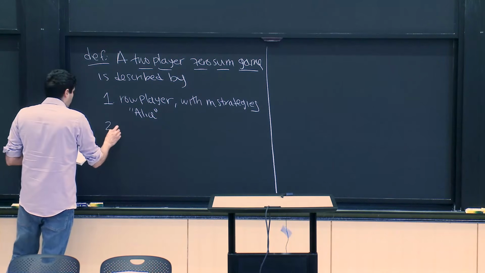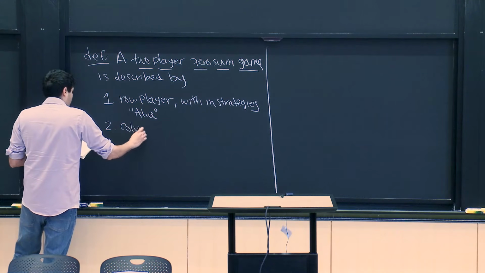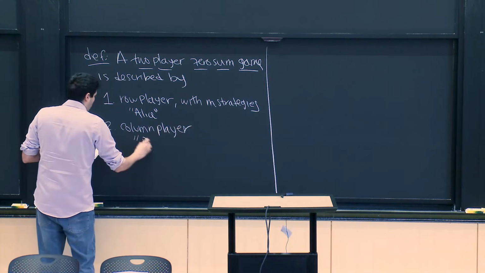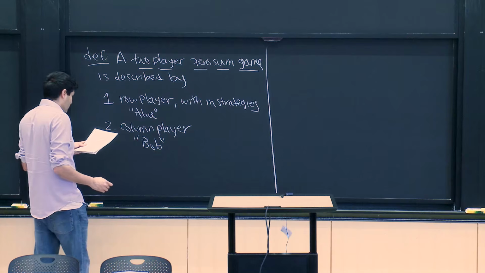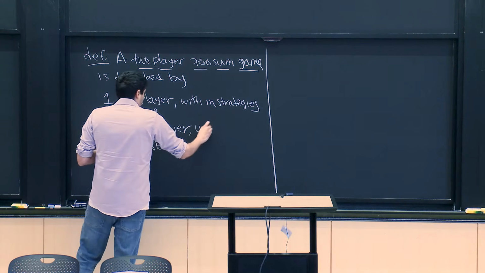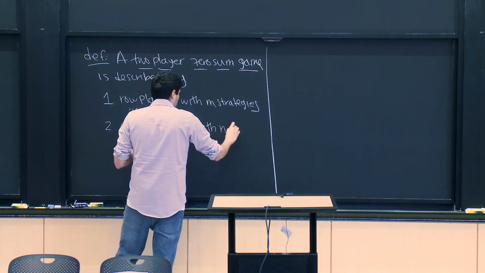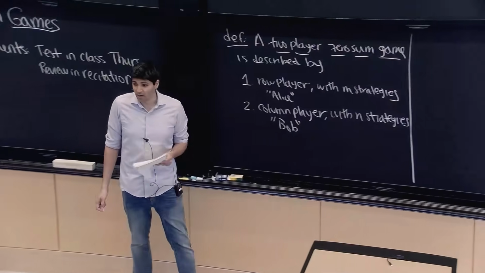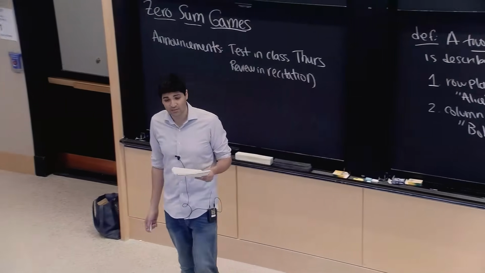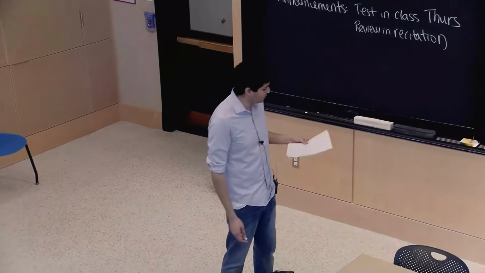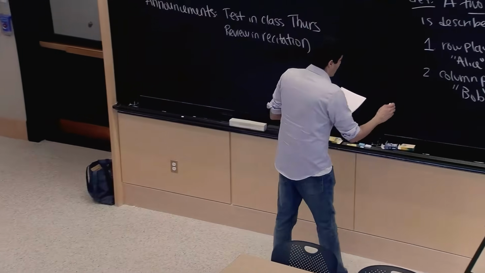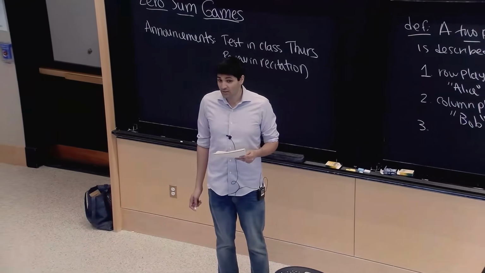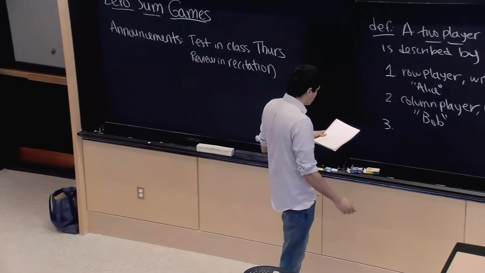There's a second player, which is called the column player. And usually we call the column player Bob. These are just the standard conventions. And Bob is going to have n strategies. So already you can see that the game looks different for the two players. They have even different action spaces of what they're allowed to make as a move in the game. And the crucial thing is the last component, which tells us what are the outcomes of the game: who pays who how much depending on what strategies you play.